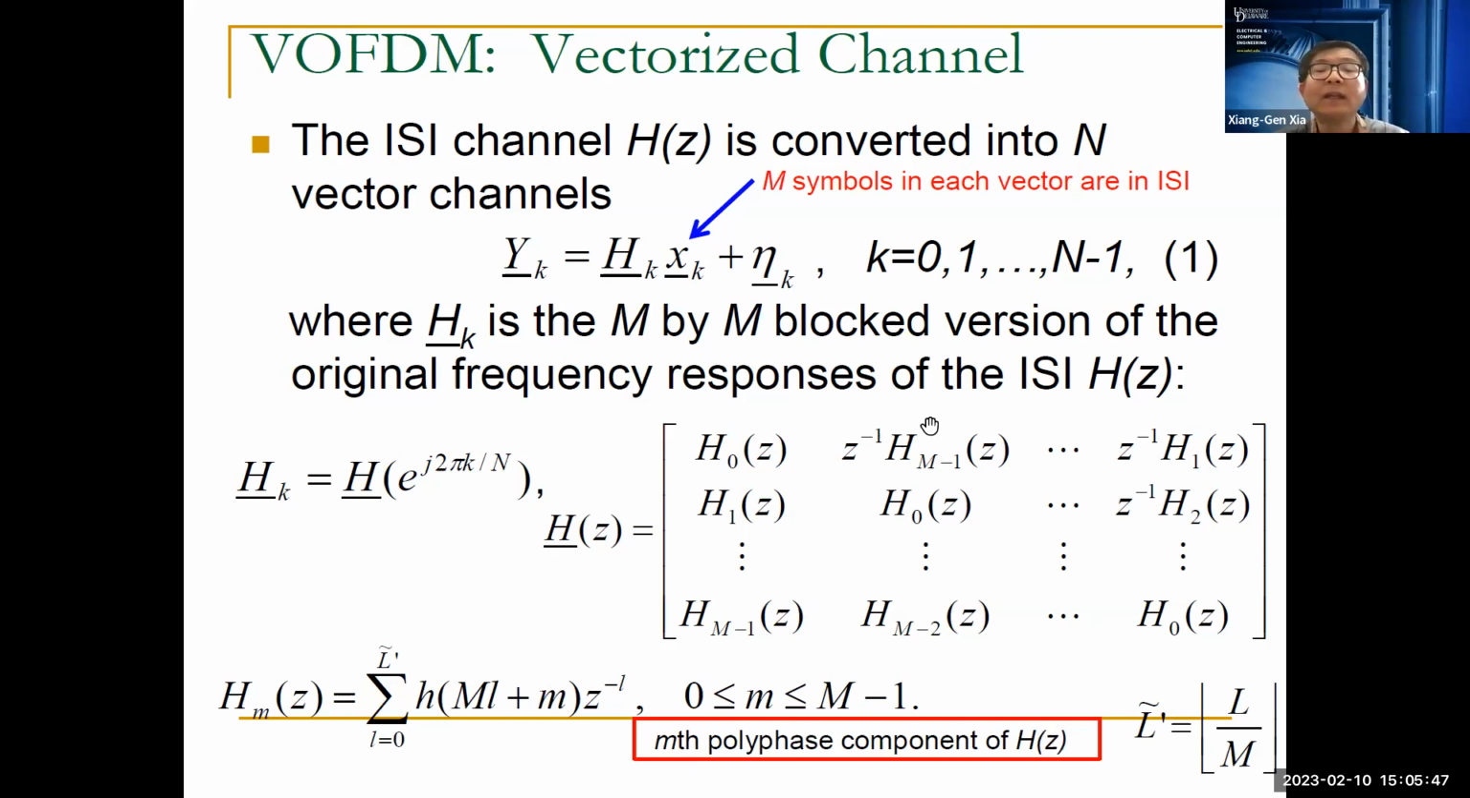And clearly, the order of this polynomial matrix is L prime, which is equal to the ceiling of L divided by M. Well, let's see an example very simply. You see this matrix is also called pseudo-circulant, right? Without this Z to the minus one, it's circulant. The only difference from a circulant matrix is that we've got a Z to the minus one component here. It's called a pseudo-circulant matrix.